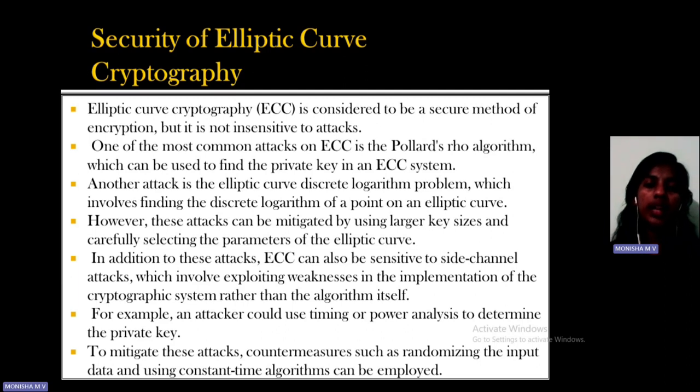In addition to these attacks, elliptic curve cryptography can also be sensitive to side-channel attacks, which exploit weaknesses in the implementation of the cryptographic system rather than the algorithm itself. For example, an attacker could use timing or power analysis to determine the private key. To mitigate these attacks, countermeasures such as randomizing the input data and using constant-time algorithms can be employed.